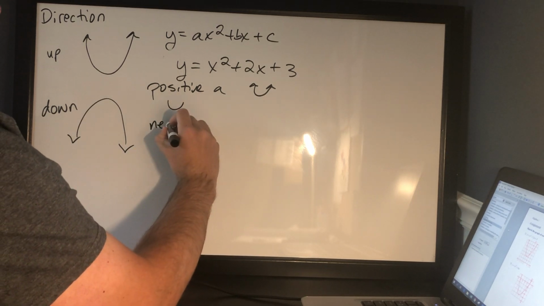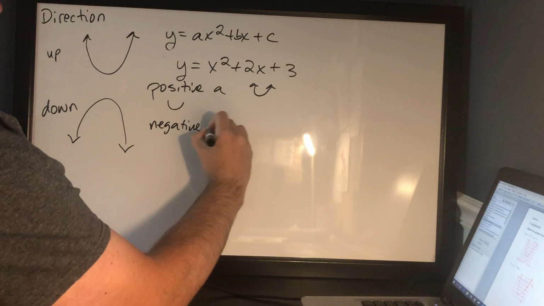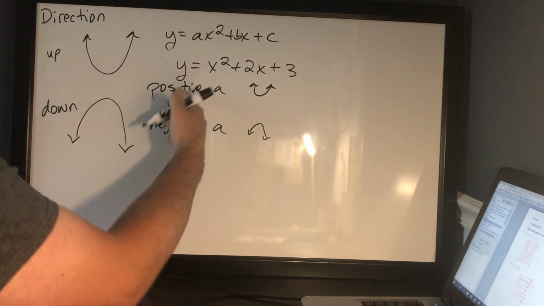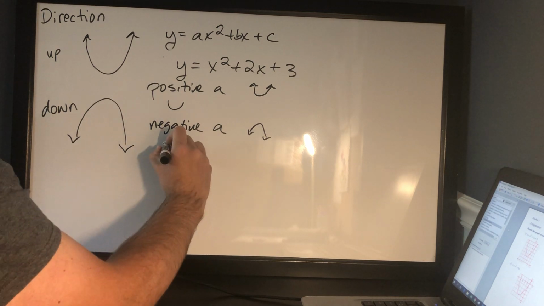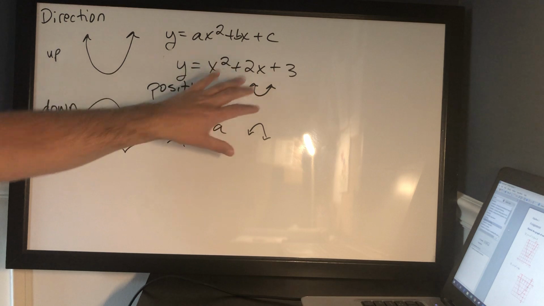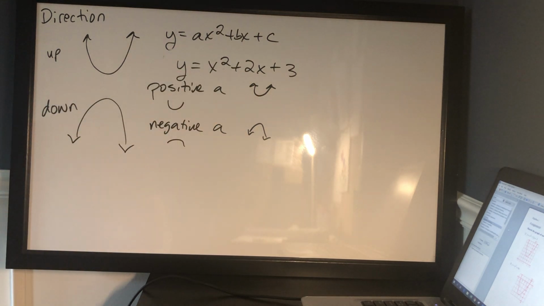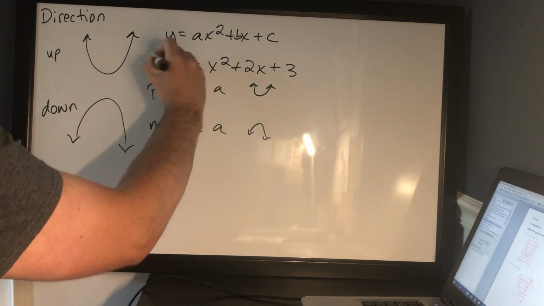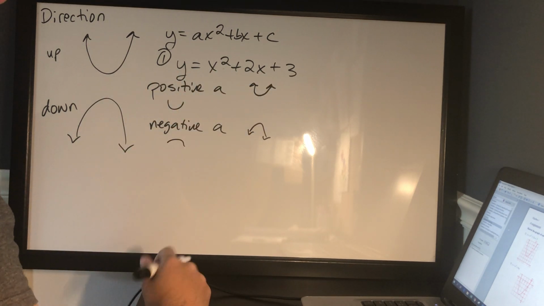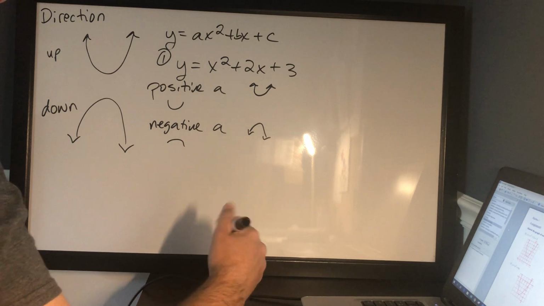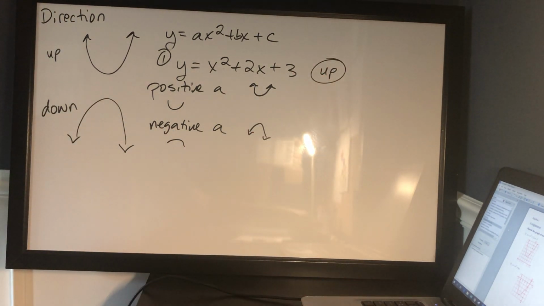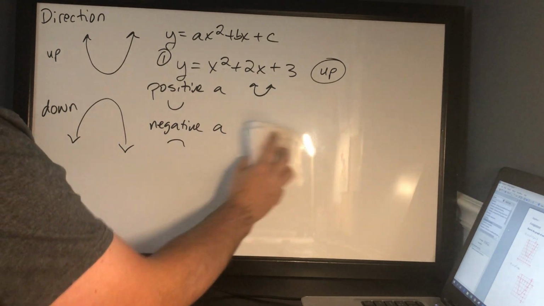If a is negative, your function's going to open down. Sometimes, again, if you get bad news or negative news, you're sad, so you tend to frown, and this goes down. So, in the first example, if you are given this as problem 1, y equals x squared plus 2x plus 3, and you are asked, does the function open up or down? Your answer would be up, and that's all you would type in the box. Okay? All right, let's look at our next example.